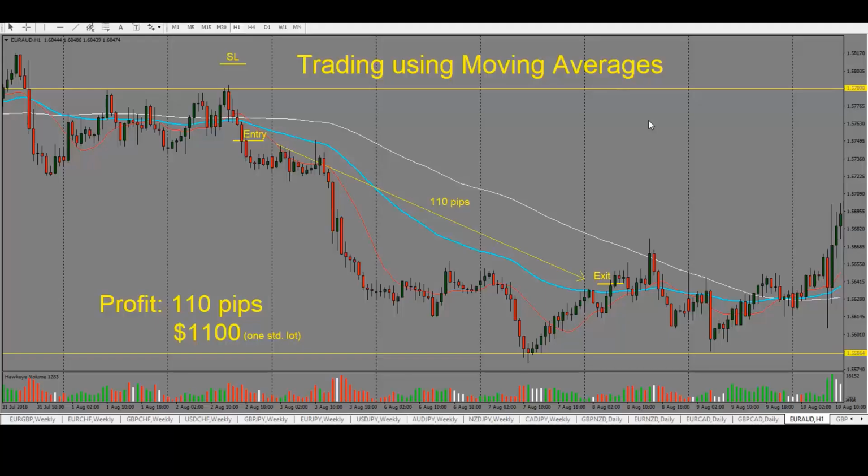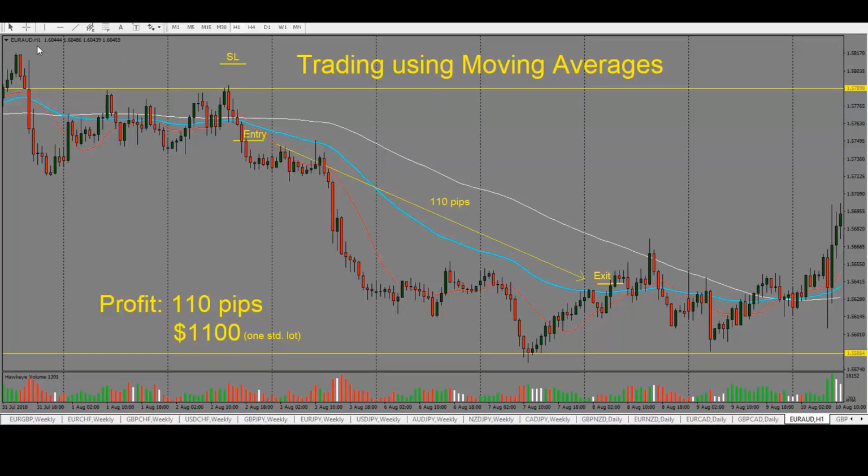We'll take a look at what kind of moving averages to use, what exactly we're looking for on our chart, where to enter the trade, where to place our stop loss, and as always, how to exit the trade with a profit. Let's take a look at how to trade using moving averages.